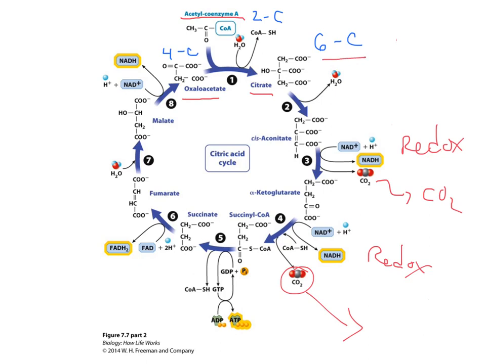Okay? Now, from succinyl-CoA, we're going to convert it to succinate, and as we do this, we're going to transfer a phosphate group to GDP, which is guanine diphosphate, very similar to ATP. Guanine diphosphate becomes guanine triphosphate, and then guanine triphosphate transfers the phosphate to ADP to make ATP. So this process is substrate level phosphorylation.